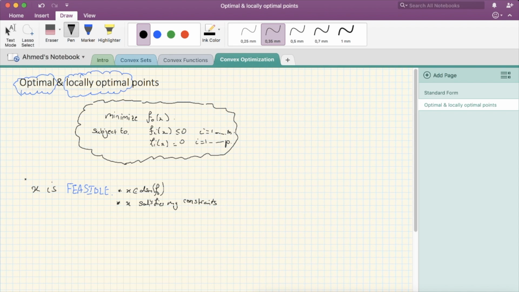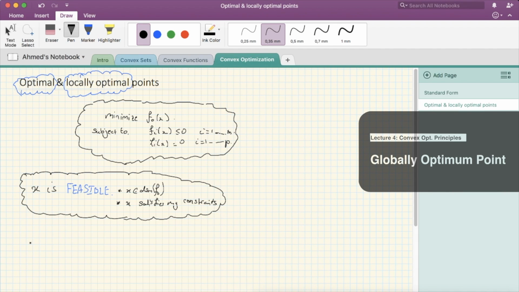What does that mean? Let's stop here and look at this definition. x in the domain of f means that there is an output, there is a cost for my given x, right? That's one. And two, x satisfies my constraints, means that it is a candidate. It is one candidate. It might solve my problem, depending on the cost. Now, how do we say that x is the solution or the best candidate?